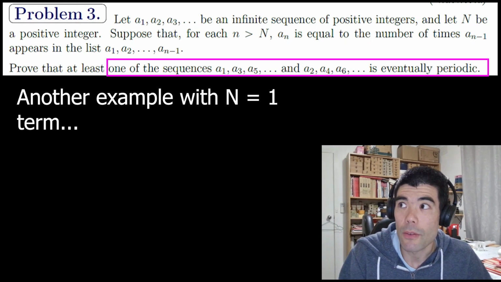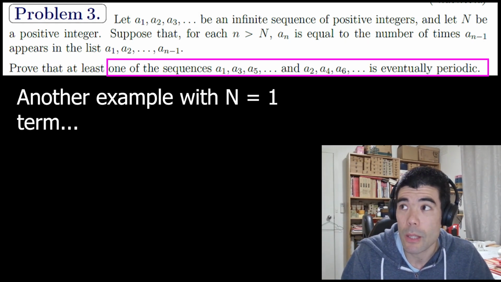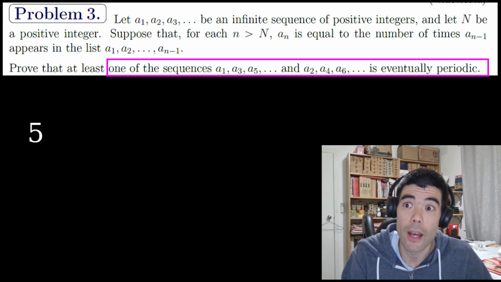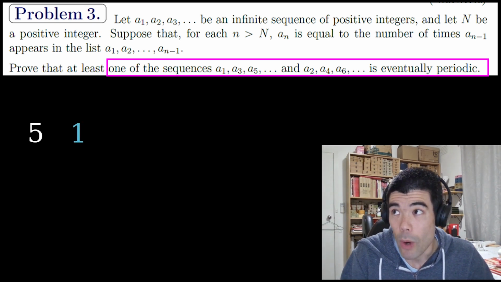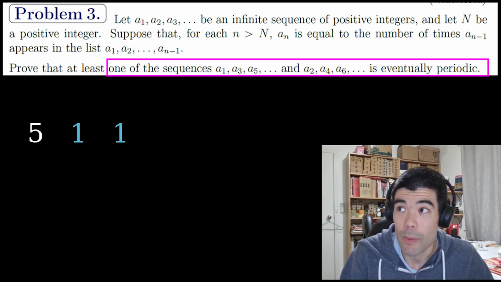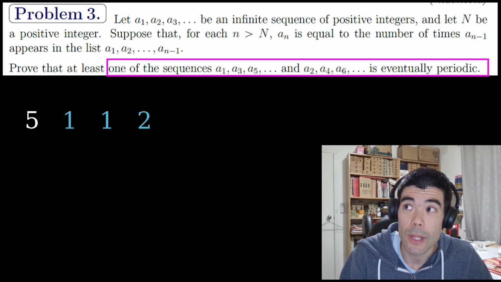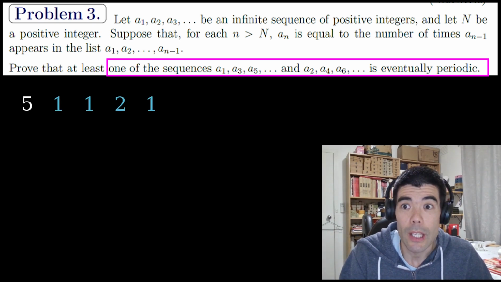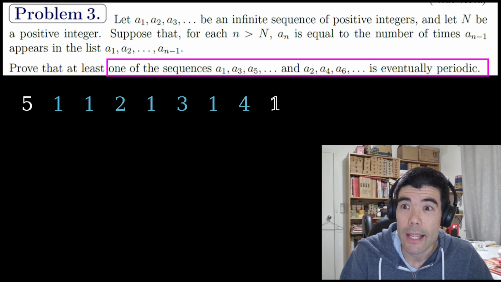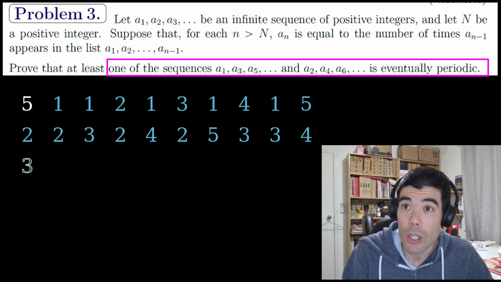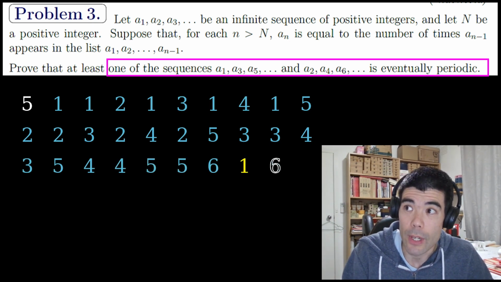So let's just try another example, see what happens. Again, n is equal to 1. We'll start with one term, which is a 5. 5 has appeared once, we place a 1. 1 has appeared once, we place a 1. 1 has appeared twice, we place a 2. Again, we keep going. And it takes a bit longer this time to get that repeating subsequence. But eventually we do get there. It's 1, 2, 3, 4, 5.